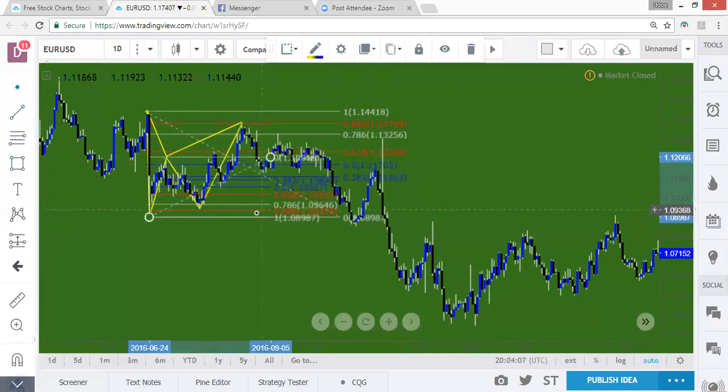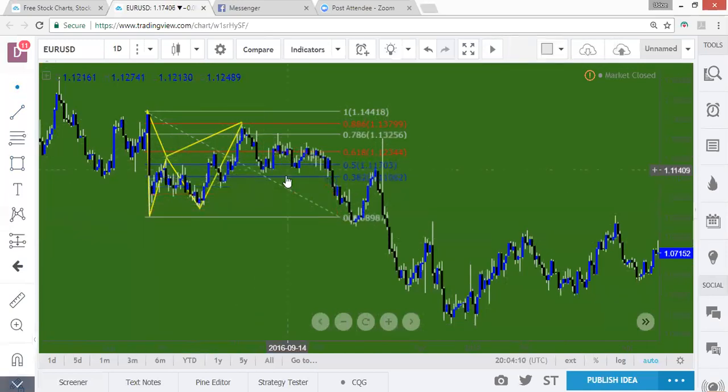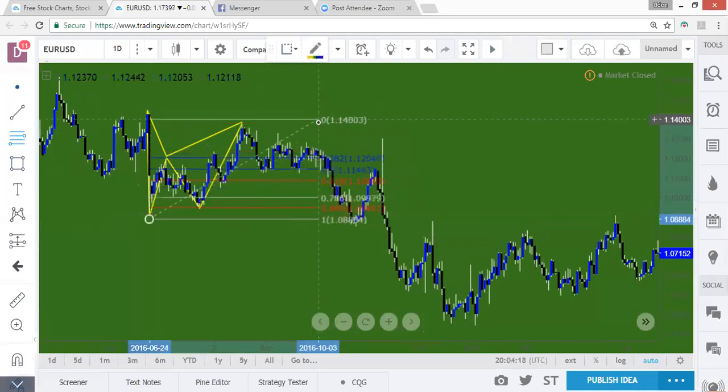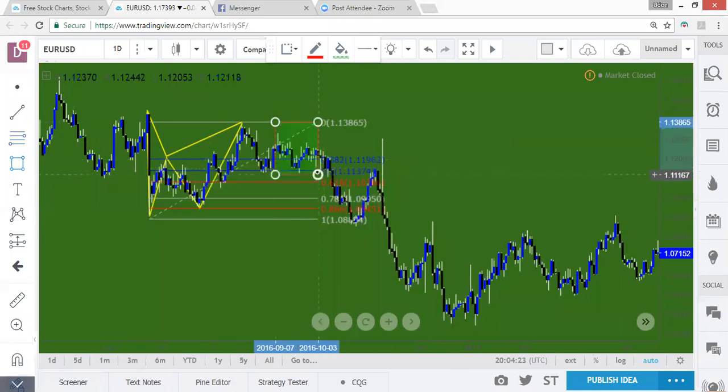Why? Because our take profits would have been according to A to D. We would have been looking for that 382. Came to the 382, danced around right there, and we would have been looking for that 618 for our take profit 2. Boom. Knocked both of those guys out.